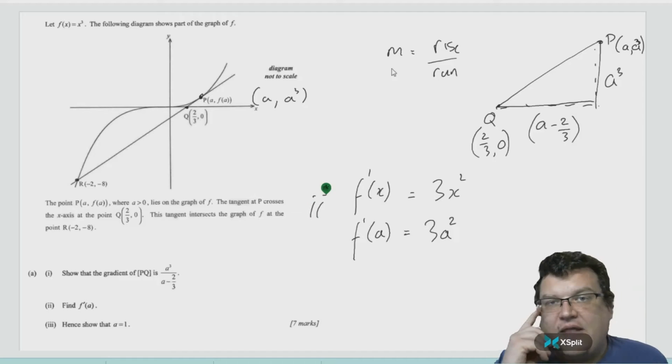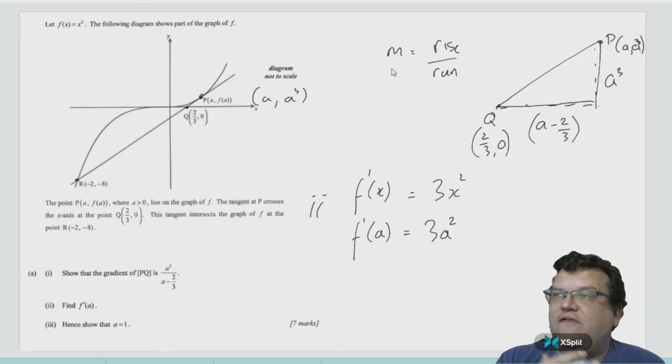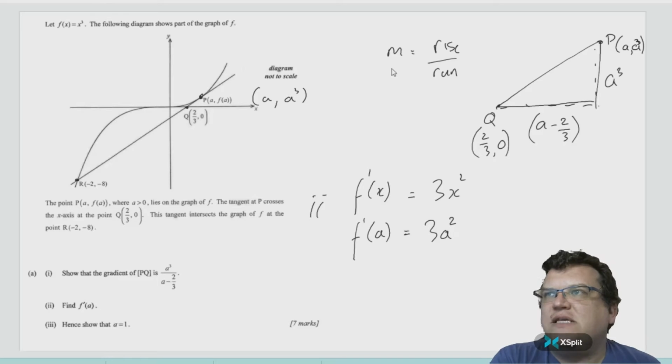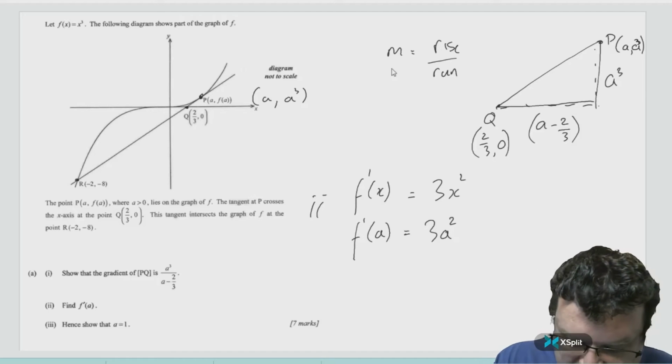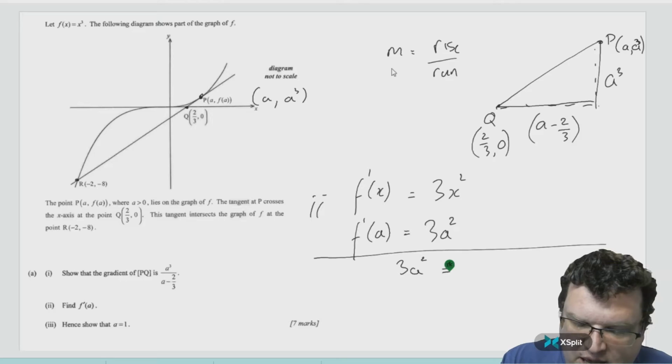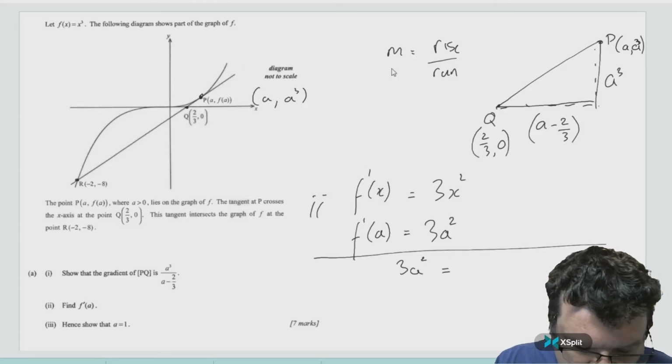So that's part 2 done. And then, like I said, we've evaluated something in two different ways. One way by using this gradient method and another way by doing the differentiation. Both of those should give me the same thing, because the gradient from P to Q is the gradient of the tangent to the curve at P, and f prime of A is also the gradient of the tangent to the graph at P. So these two things should be equal, and hopefully when I equate them, I should be able to solve and show that A equals 1. Again, this is a show that question, but it shouldn't be too tricky to solve.